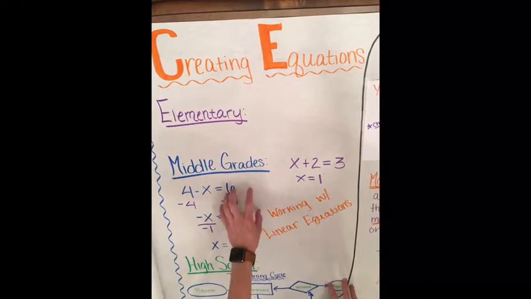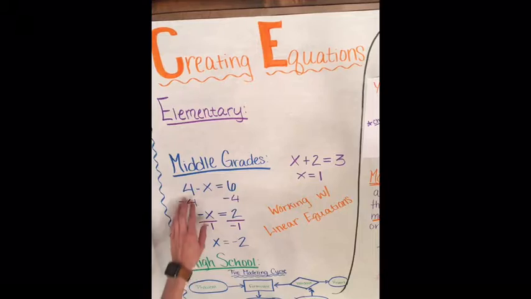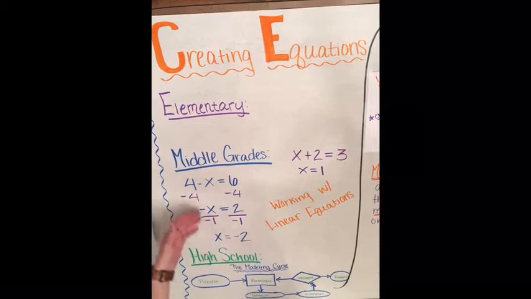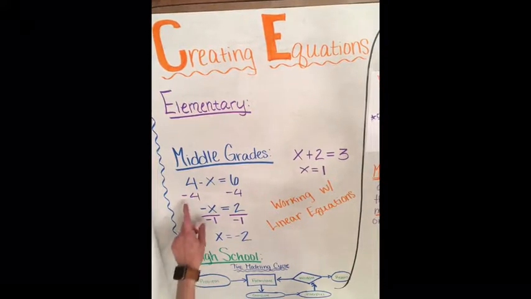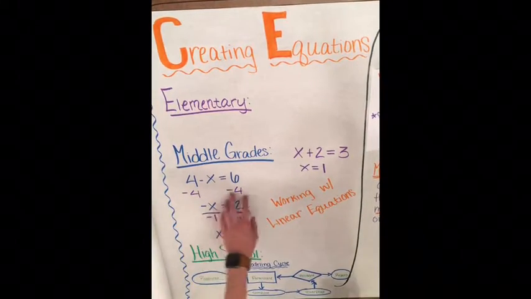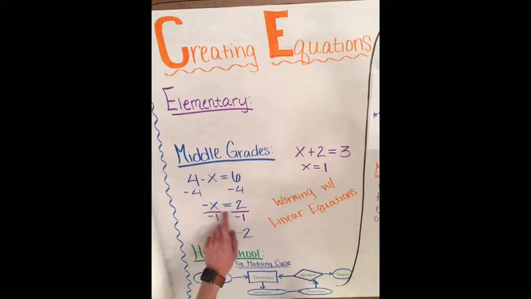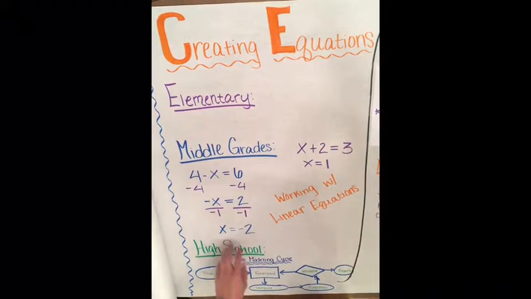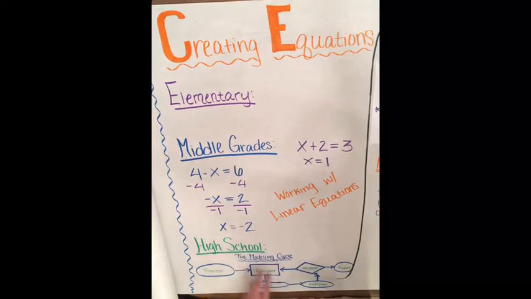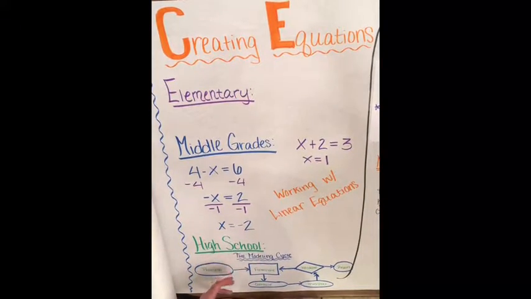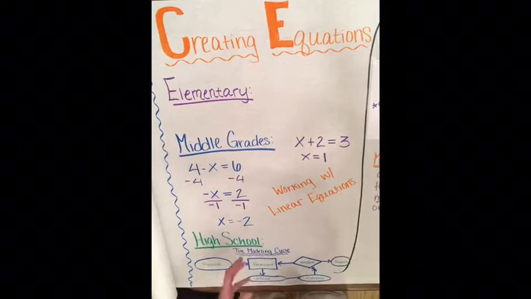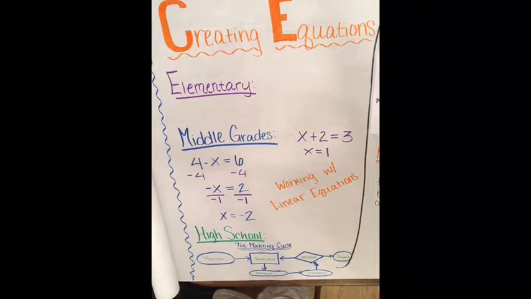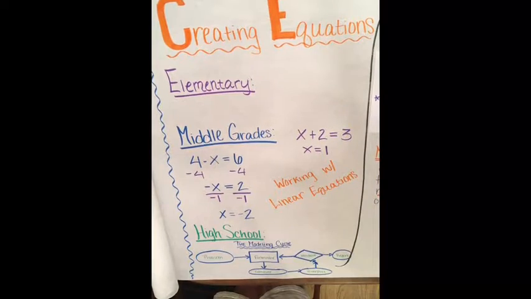Then in middle school, we start looking mainly at linear equations, such as 4 minus x equals 6, and they'll learn how to solve these basic linear equations, as seen here by saying subtract 4 from both sides, which leaves you with 2 on this side and a negative x on the other. Then divide out that understood negative 1, leaving you with x equals negative 2. That's one of the things they start doing in middle school, working with those linear equations.